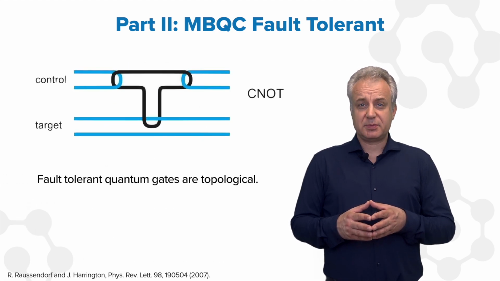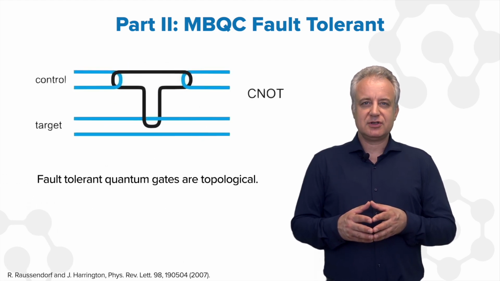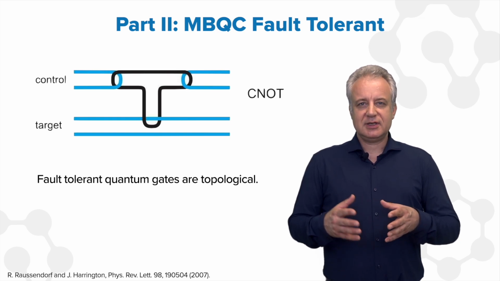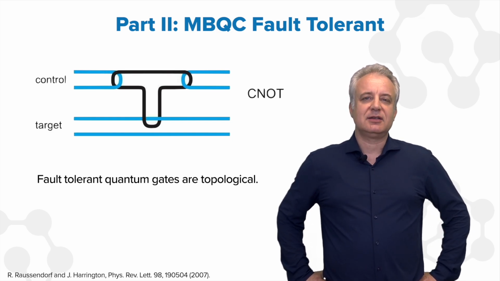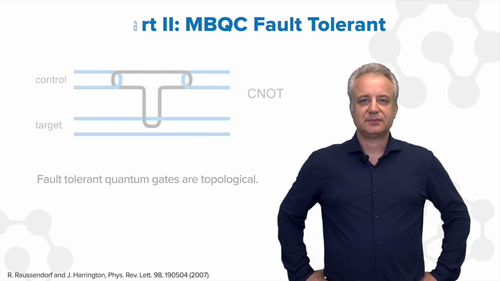Okay, so another aspect relating to the figure that you just saw is how to explain quantum gates. So this braiding of strands represents a CNOT gate, and we will also explain what this means.